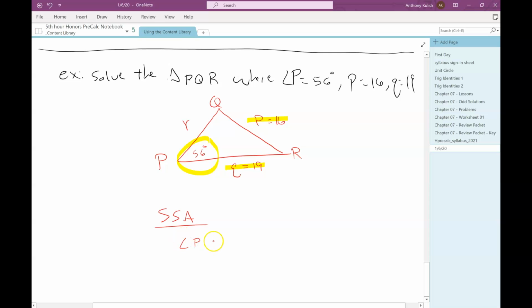So angle P is less than 90 degrees, and side p is less than side q. This is that ambiguous case situation that we've been talking about, right? We have an acute angle that's given, and the side opposite that acute angle is shorter than the other side that's given.